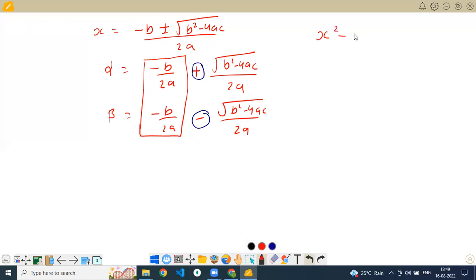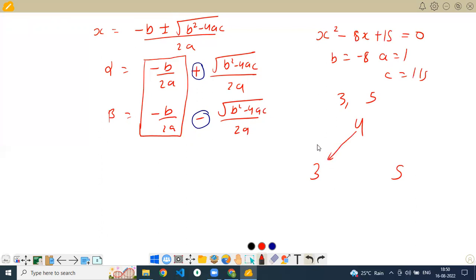x square minus 8x plus 15 is equal to 0. So b is minus 8, a is 1, c is 15. If you know the roots of this equation by middle term splitting, both the roots are 3 and 5. Can I say the roots 3 and 5 are actually about the middle 4 minus 1 and 4 plus 1?